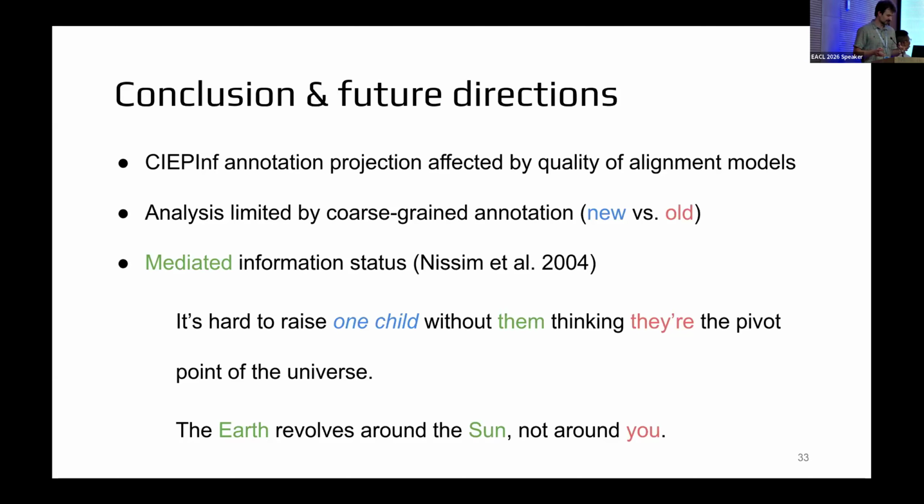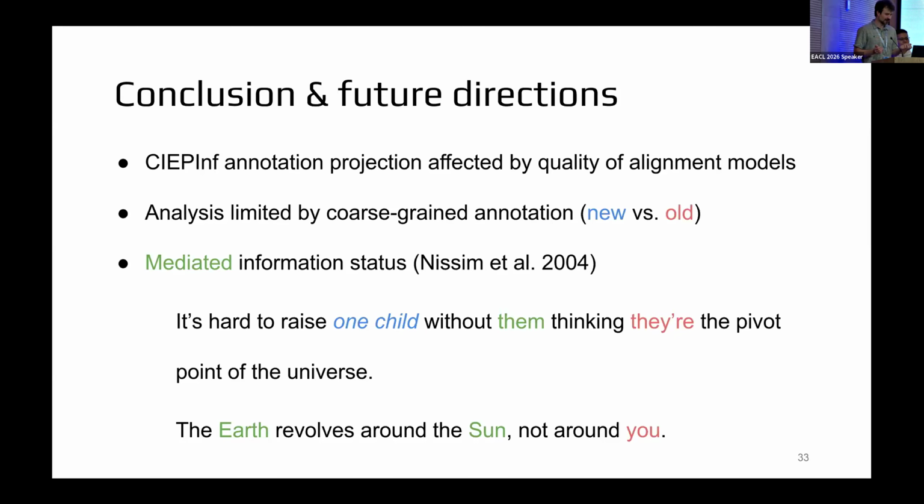Also, there's a second category of items that fall under the mediated information status, and that's, for example, entities that are known just from general knowledge, like in the sentence "The Earth revolves around the sun." Neither the Earth nor the sun are really new in the sense that people didn't know about them before, but rather they can be assumed to be in the background knowledge. They're not really new.